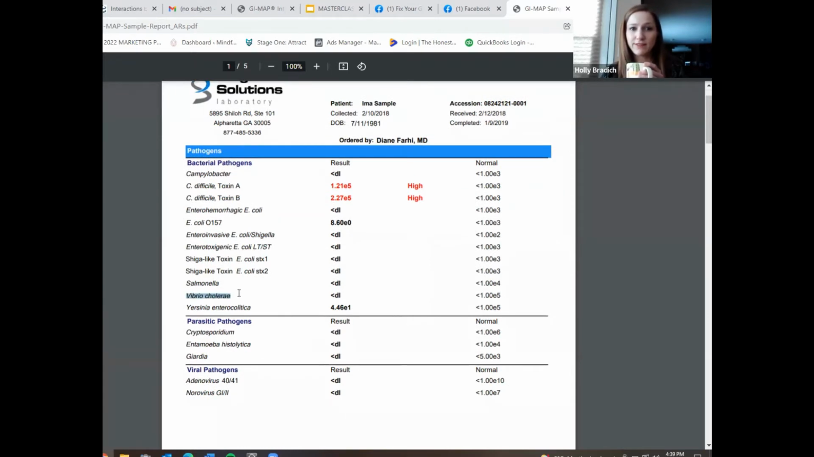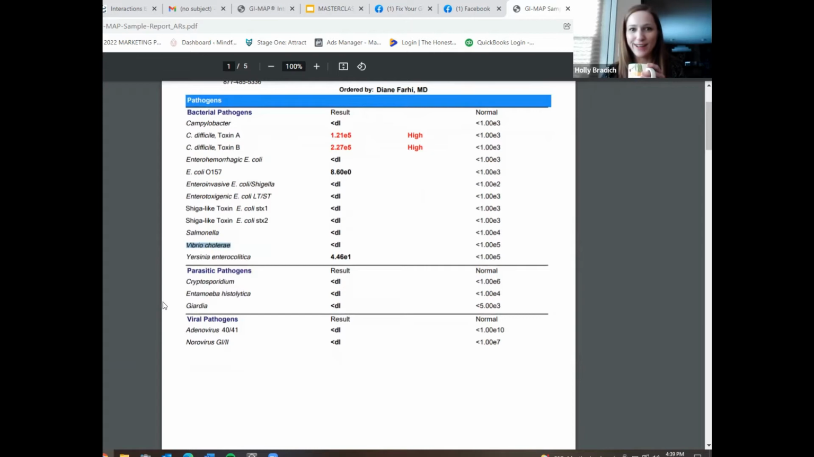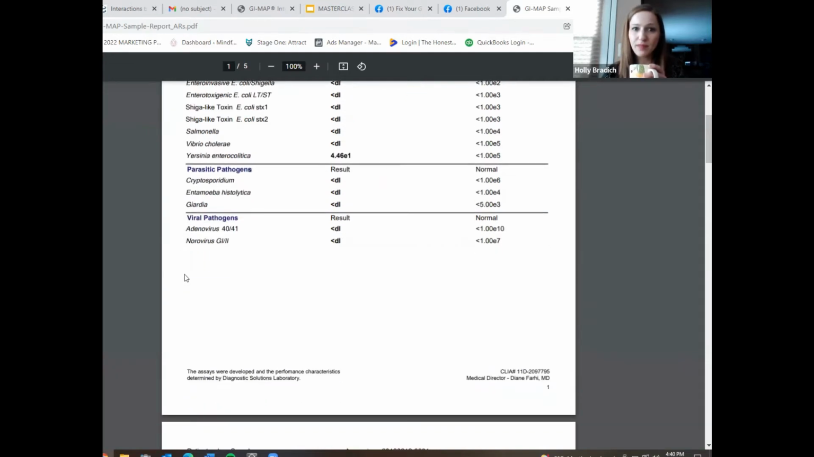Some of them are even, for example, this is the one that causes cholera. So it's pretty crazy the things we can learn from these tests. Doesn't mean you have cholera if you have this in your body, but it is the bacteria that can cause cholera. Then we have parasites. So here's a couple parasites. Giardia is fairly common. And then we also have viruses in here.